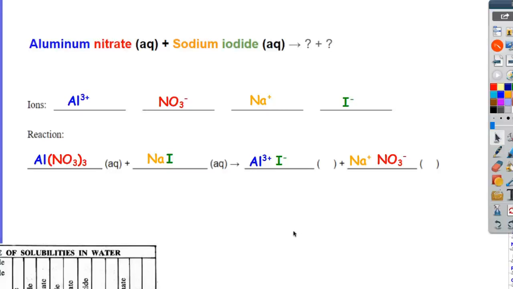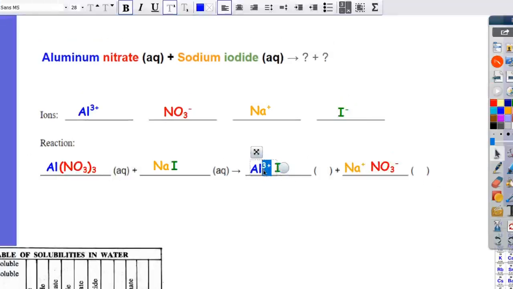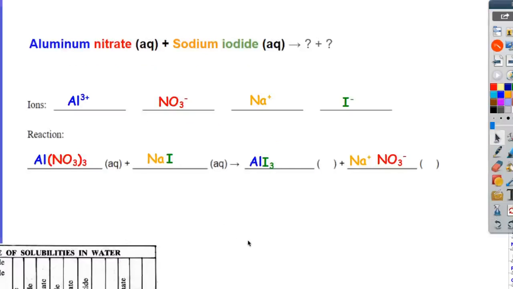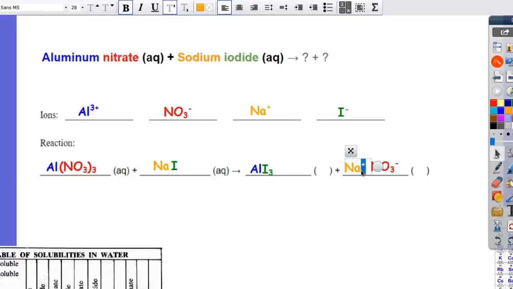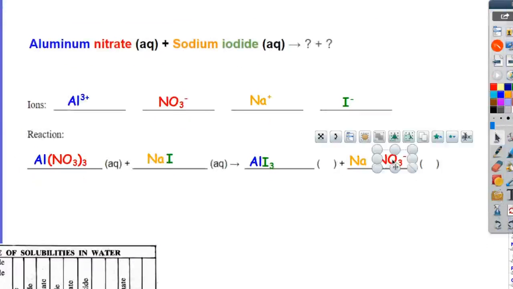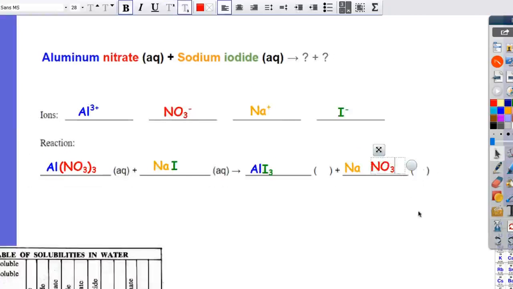So now let's balance. The charge of 3 on my aluminum crisscrosses down to become the subscript on my iodide, and the 1 on my iodide becomes the subscript on my aluminum. So my aluminum iodide is AlI3. Then my sodium and my nitrate each have a charge of 1. So I will need only 1 sodium, and I will need only 1 nitrate.